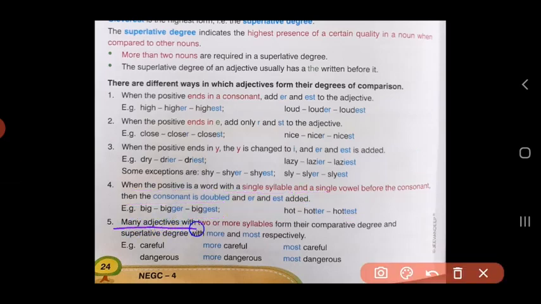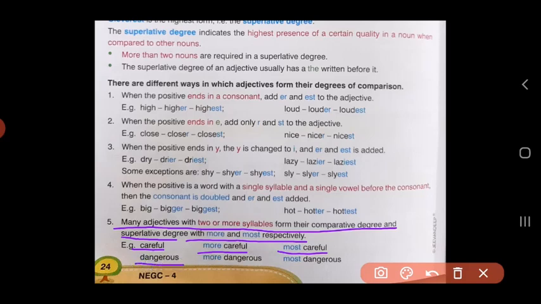Fifth one. Many adjectives with two or more syllables form their comparative degree and superlative degree with more and most respectively. So in these cases, the words remain the same, but before the words, we add more in case of comparative degree and most in case of superlative degree. Example, careful is my positive degree. Comparative will be more careful. Superlative will be most careful.